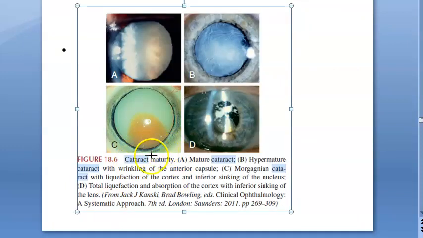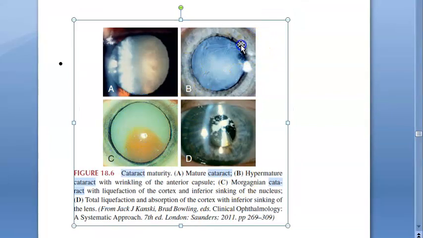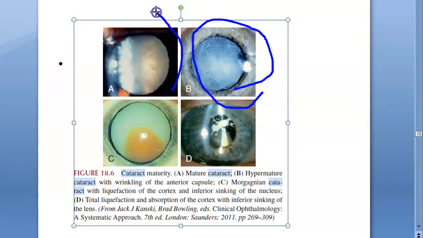So can you tell which this one is? Very easily you can see Morgagnian cataract. Brown at the bottom, milky white at the top. Milky white is the liquefied cortex, brown is the nucleus. Nucleus has sunk. In this one, the anterior capsule is wrinkled, they are saying. So which one is this? Anterior capsule is wrinkled. So this is also hypermature. This is which one?